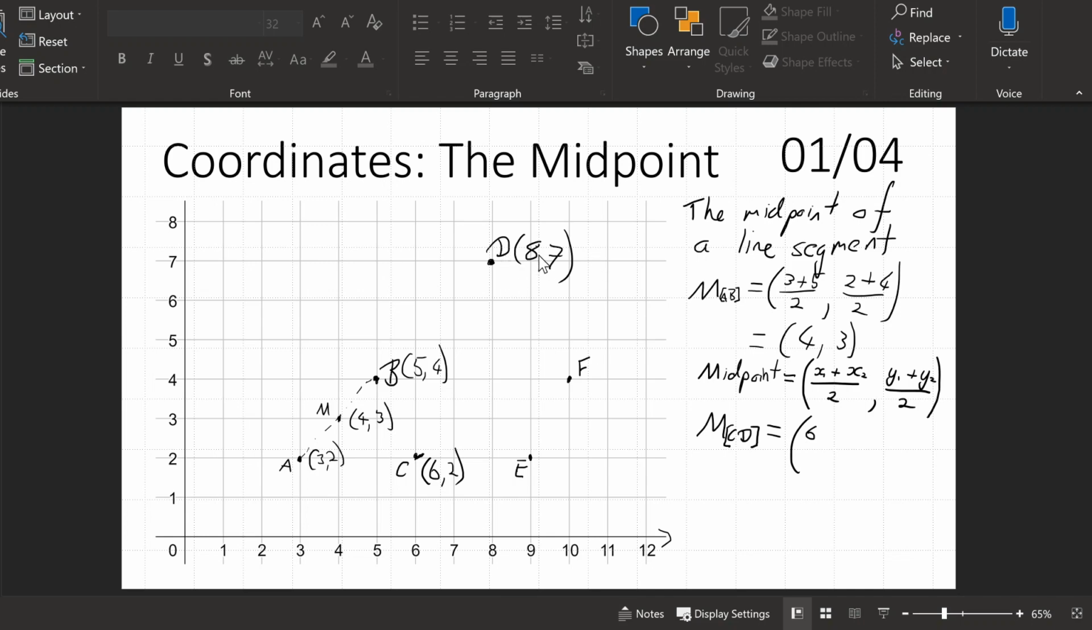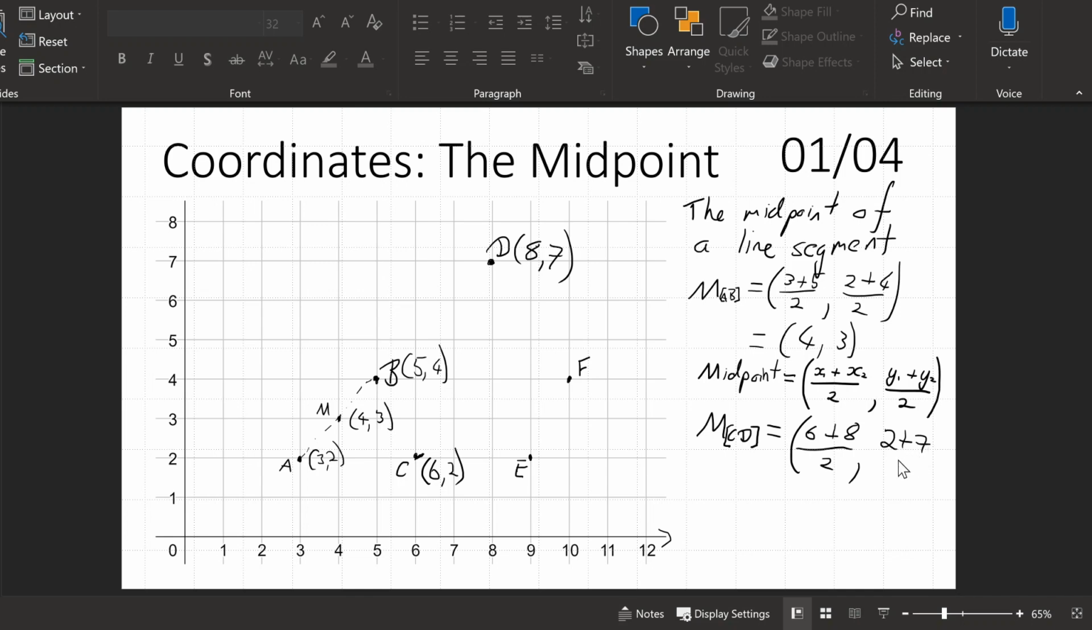X2 is going to be D's first x, so D's x value, so 8, all divided by 2, comma. And then what's going to be y1 here? Well, that's going to be a first C value, sorry, a y value for C, so 2. And what's going to be our y2 value? Well, it's going to be our y value for D.